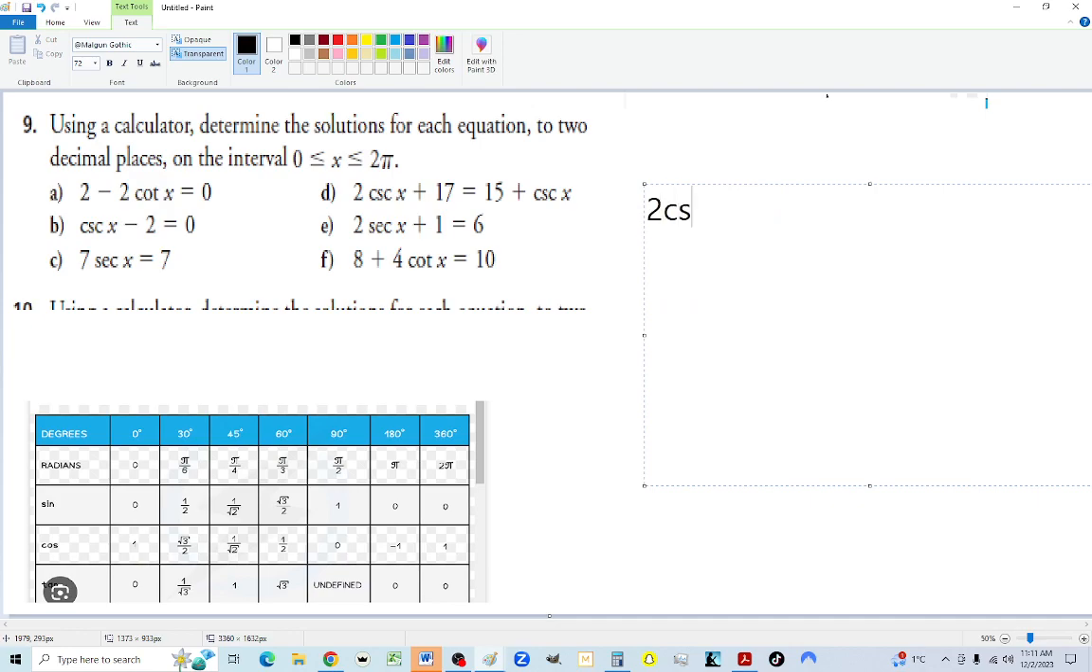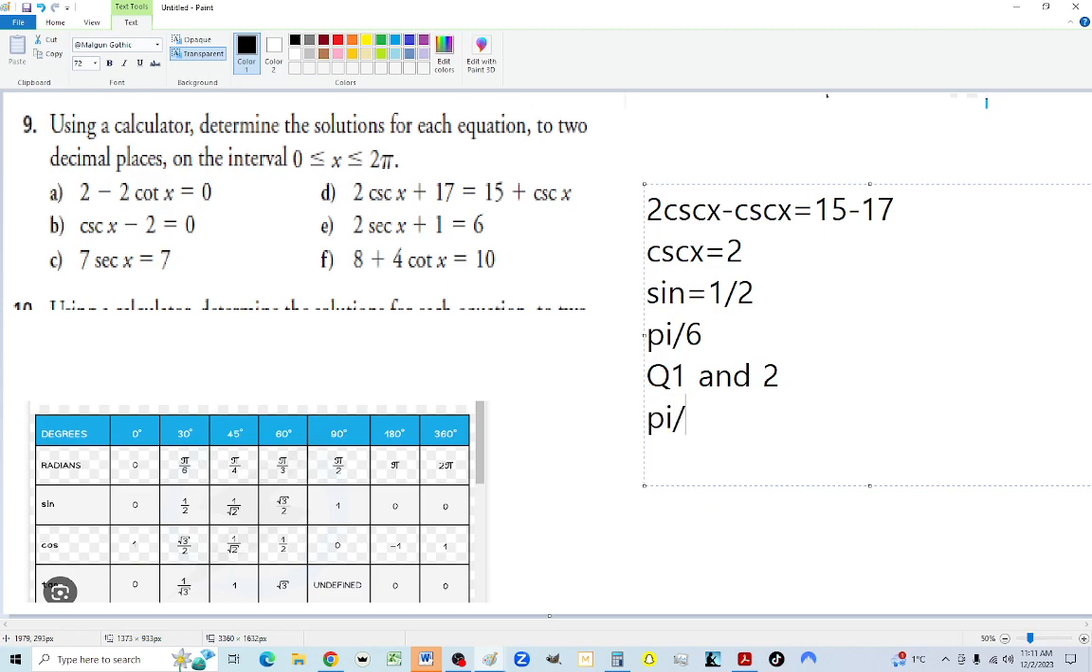In this 2 cosecant x, we have to get the other cosecant x to the left side, and this 17 to the left side. We get cosecant x is equal to 2, which means when is sine equal to 1/2? Sine is equal to 1/2 at pi over 6. This is a positive value, so we're talking about quadrant 1 and 2, which means we're talking about pi over 6 and 5 pi over 6.